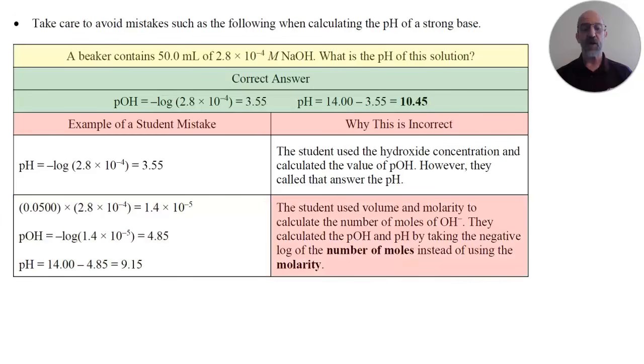So what did they do wrong? They used volume and molarity to calculate the number of moles. And they calculated the pOH and the pH by taking the negative log of the number of moles instead of using the molarity. So that is a mistake that I want you to avoid making on the AP Chemistry exam. So we take the negative log of the concentration, not the negative log of the number of moles.